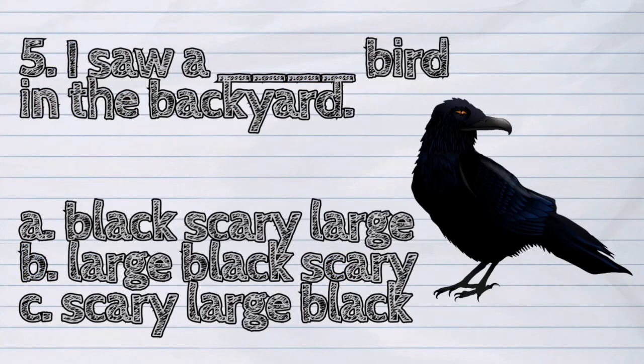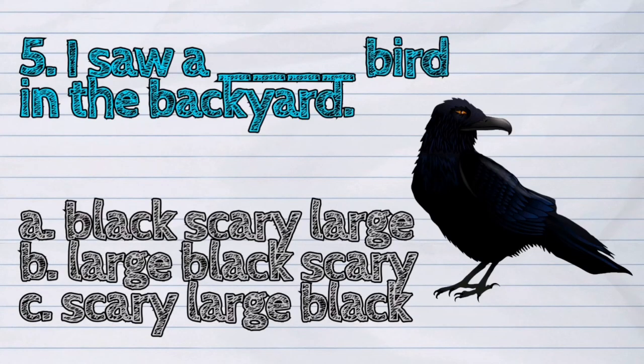And number 5. I saw a blank bird in the backyard. A. Black, scary, large. B. Large, black, scary. Or C. Scary, large, black. The answer is I saw a scary, large black bird in the backyard.